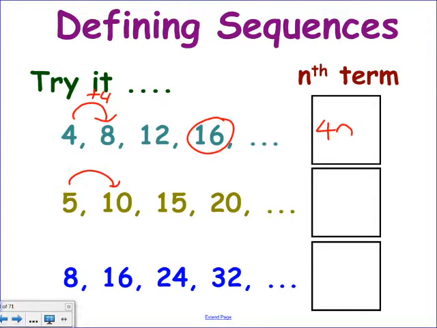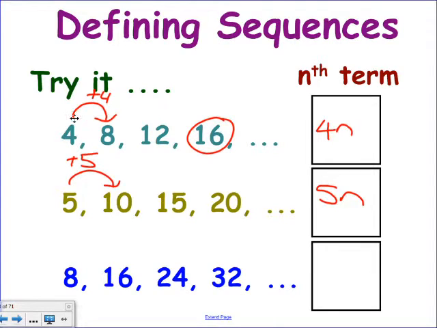Let's do the same here. I go from 5 to 10. So what's my term-to-term rule? Plus 5. So the nth term is 5n. They're different things. That's the rule. That's the nth term. People always get these two things confused in the paper.